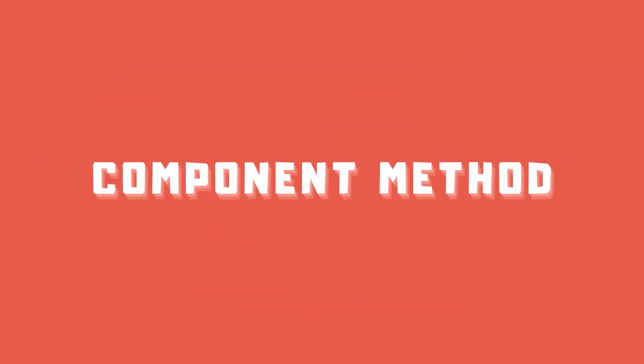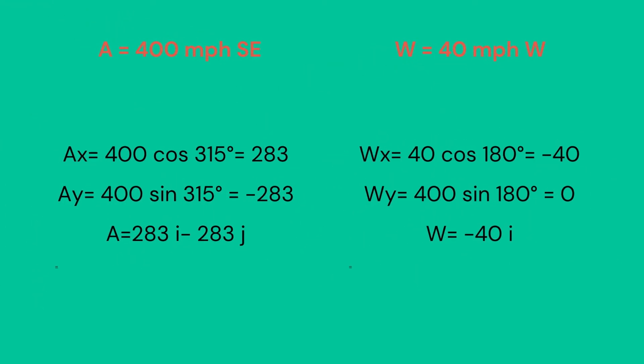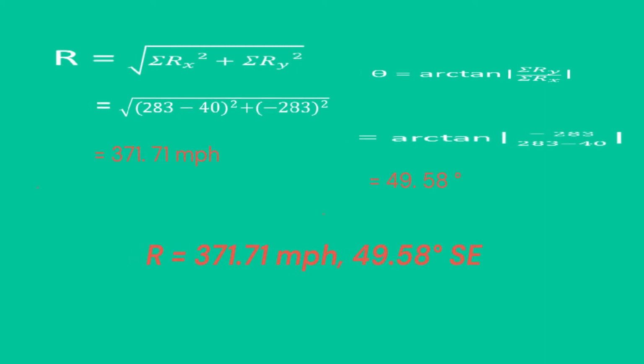In component method, we must solve for the x and y components of our variables. So the x and y component of A, with a unit vector form, is equal to 283 i hat minus 283 j hat. And the x and y components of our W will be with a unit vector of negative 40 i hat. And the resultant will be equal to 371.71 miles per hour with an angle of 49.58 degrees southeast.